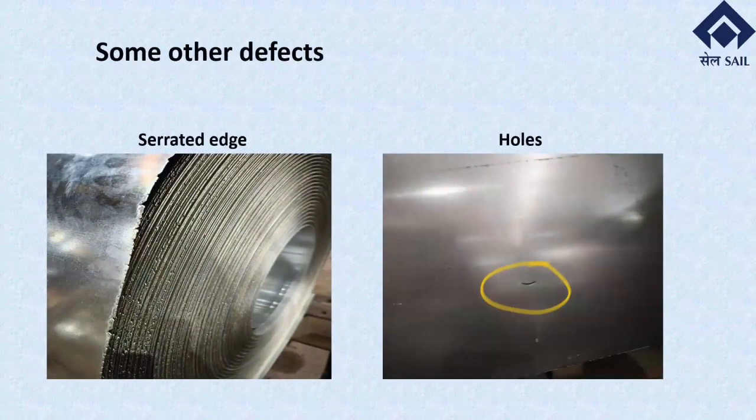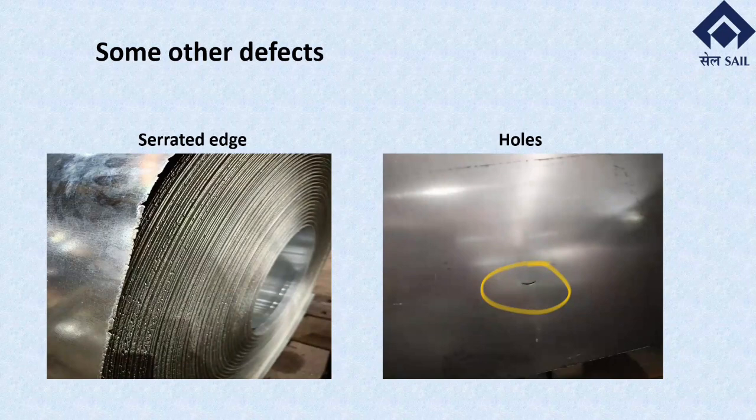Now, some other defects. The photo on the left-hand side shows a serrated edge, which is due to poor or bad trimming at the PLTCM section. This has reduced in recent years, but still one or two coils go. We try to divert it at our SPM itself so that it does not go to the prime customers.